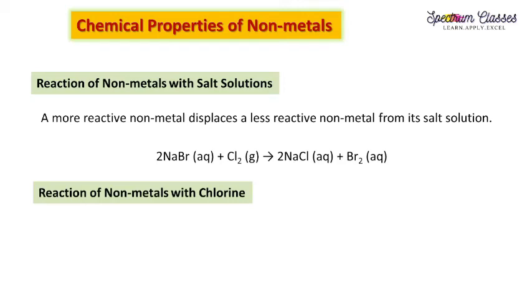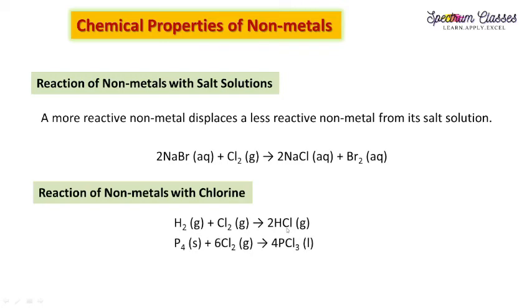Now the reaction of non-metals with chlorine. Hydrogen on reaction with chlorine gas will give us 2HCl, and this is a covalent compound. This is the covalent compound. So covalent compounds do not conduct electricity.